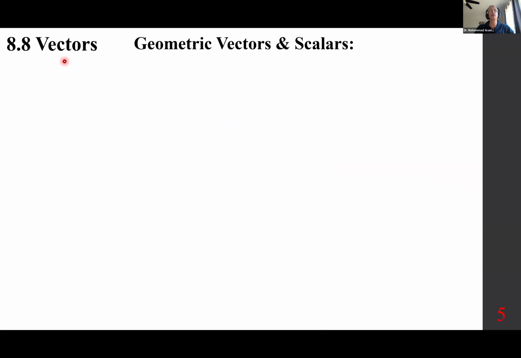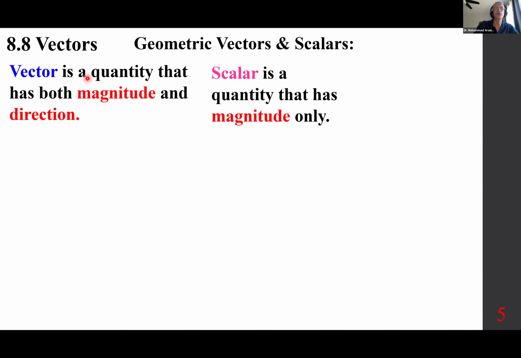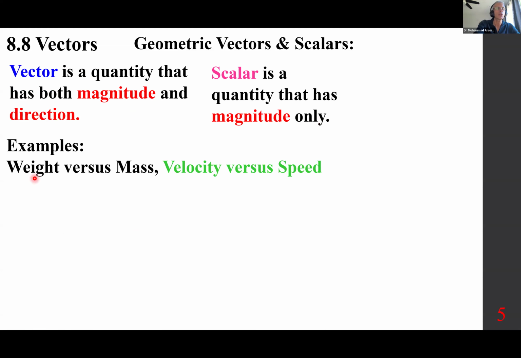And now 8.6 vectors, geometric vectors and scalars. A vector is a quantity that has both magnitude and direction. A scalar is a quantity that has magnitude only. Examples: weight versus mass, velocity versus speed. For example, you're doing 50 miles per hour north or 50 miles per hour south. Going 50 miles per hour north is the same as going negative 50 miles per hour south. That's the velocity. In both cases, the magnitude or the speed is 50 miles per hour.